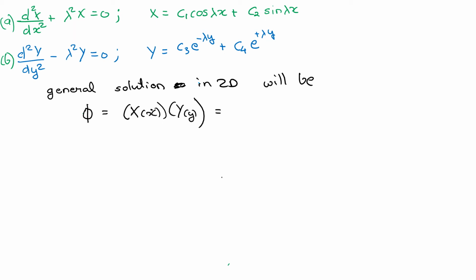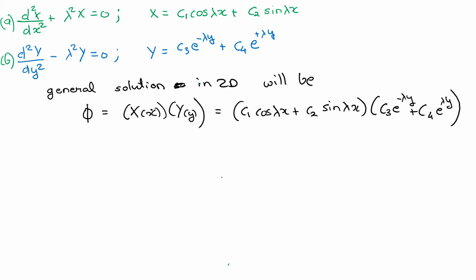So this will give us C1 cos of lambda x plus C2 sine of lambda x, multiplied by the solution for y, which is right here. Now we need to find the values of C1, C2, C3 and C4. So let's apply the boundary conditions that we have.